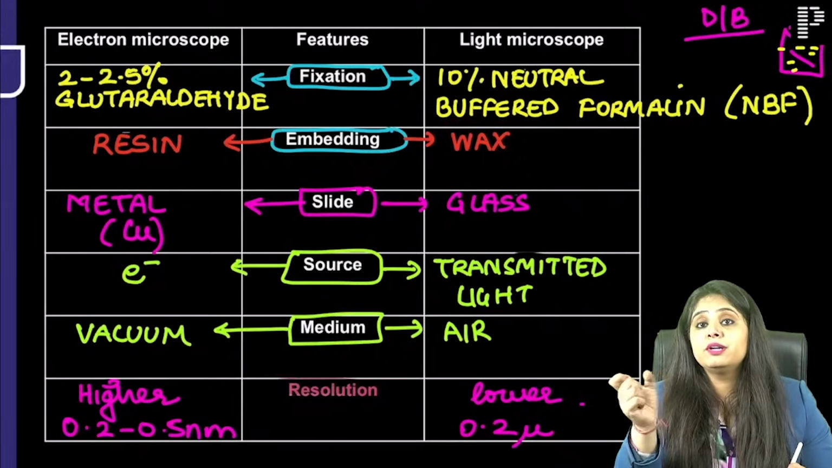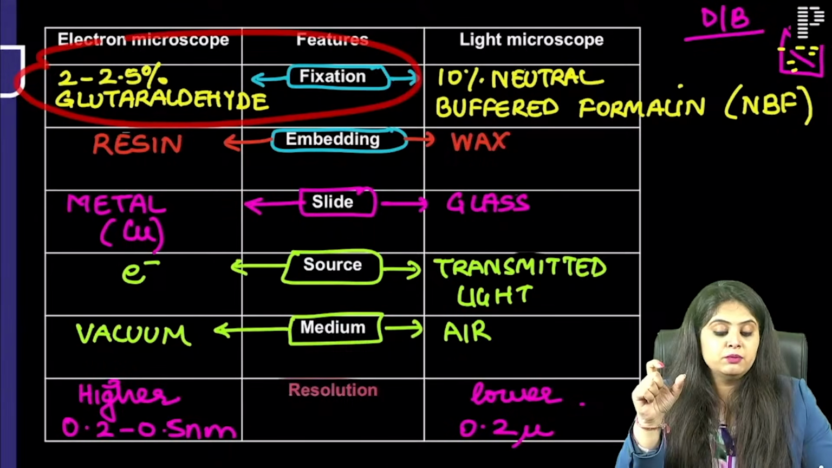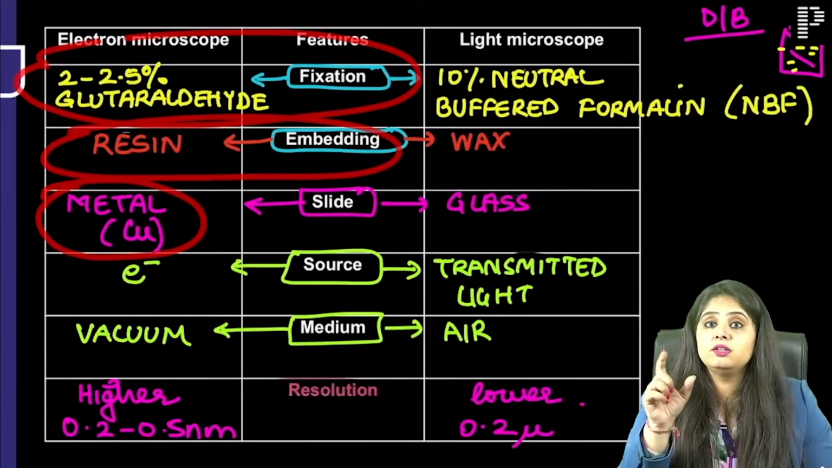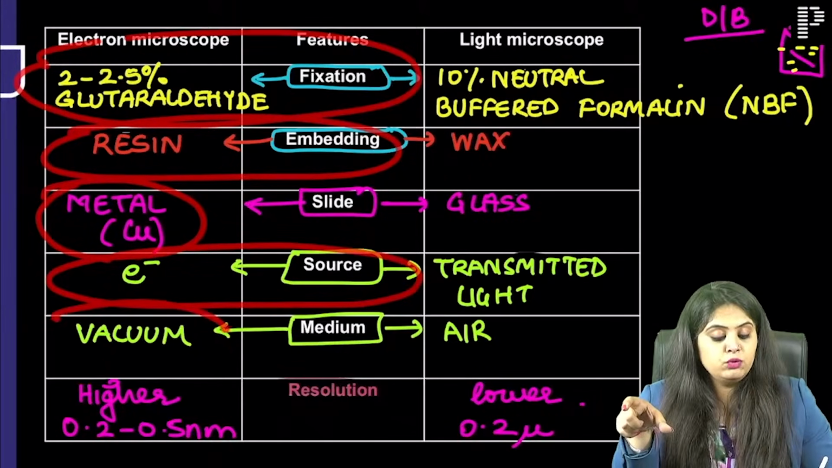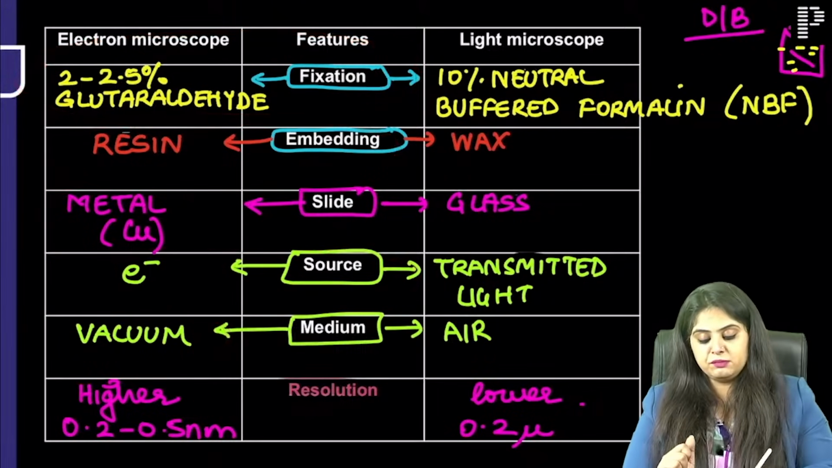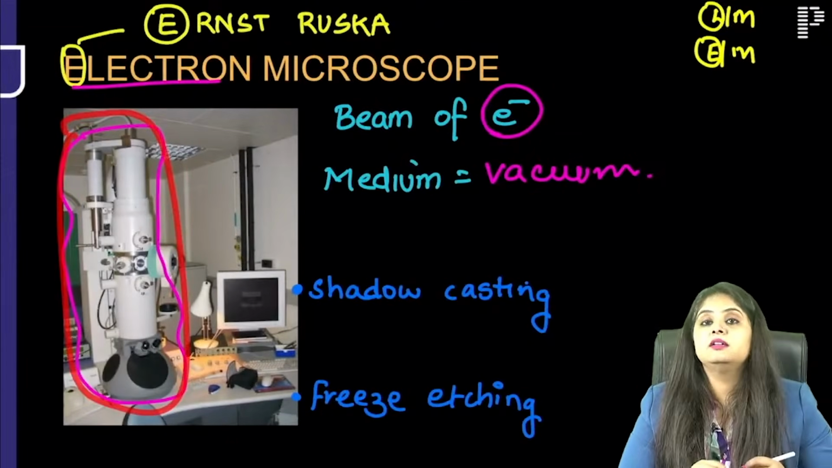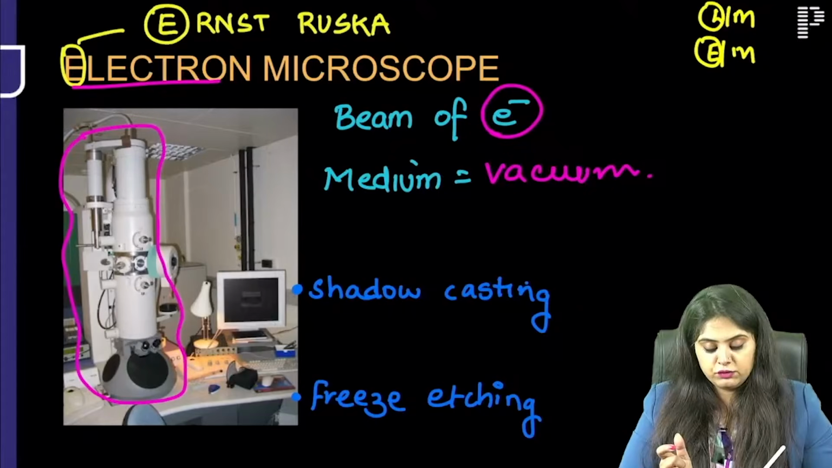But if you are going to look at it under an electron microscope, then send it in the fixative glutaraldehyde, put it inside resin, cut a slice, and you have to put it not on a glass slide, but on a metal slide. Thereafter, you will look at it under a microscope which will transmit electrons, and you will have to keep that microscope like a spaceship. You will keep it over here, which is known as an electron microscope. Full spaceship, you have created a vacuum. Okay, so we are finally done.